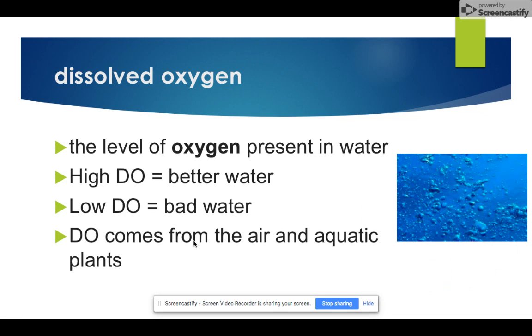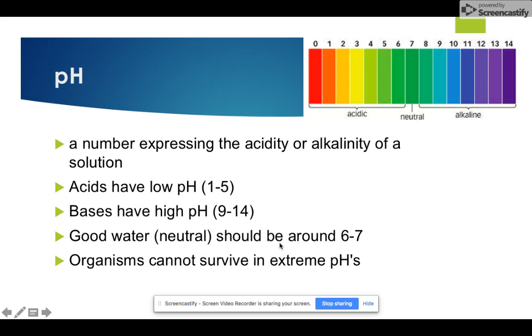Now, dissolved oxygen, that's the level of oxygen that's present in water. Remember, a high dissolved oxygen means you've got better water, and a low dissolved oxygen means you've got bad water. Now, we all know this dissolved oxygen comes from the surface air and also from aquatic plants when they do photosynthesis.